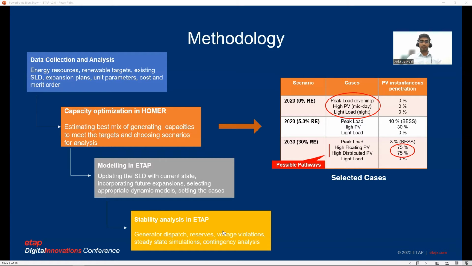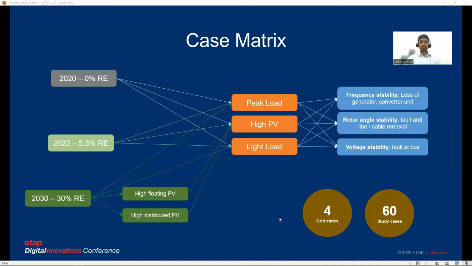Then we did the stability analysis. To do that, we ensured that the generation dispatch was as per the merit order, while also ensuring enough reserves for the system, and making sure that no voltage violations were observed for any of the buses. In the steady state simulations, we also looked at the control behavior for the different dynamic models to make sure that the responses were as expected before we did the contingency analysis.